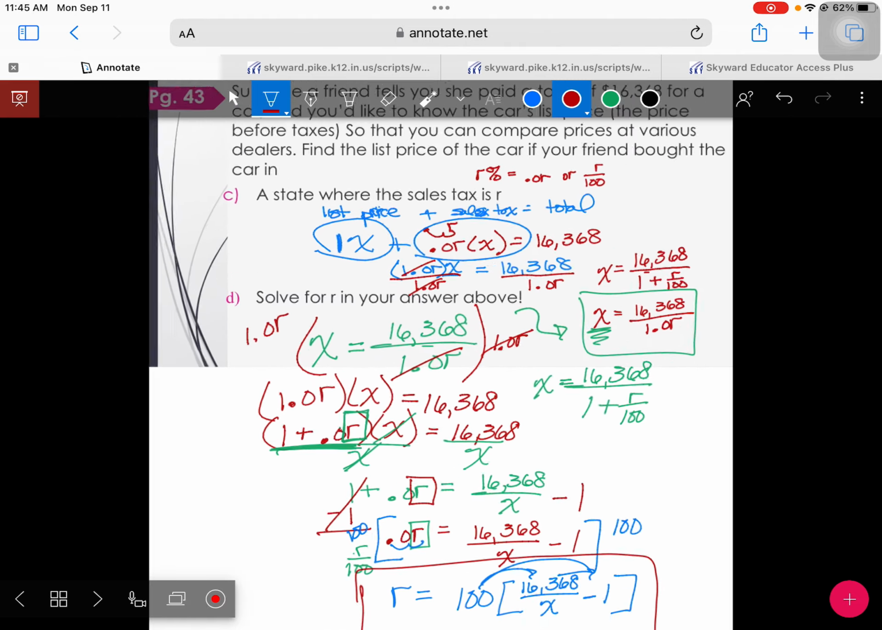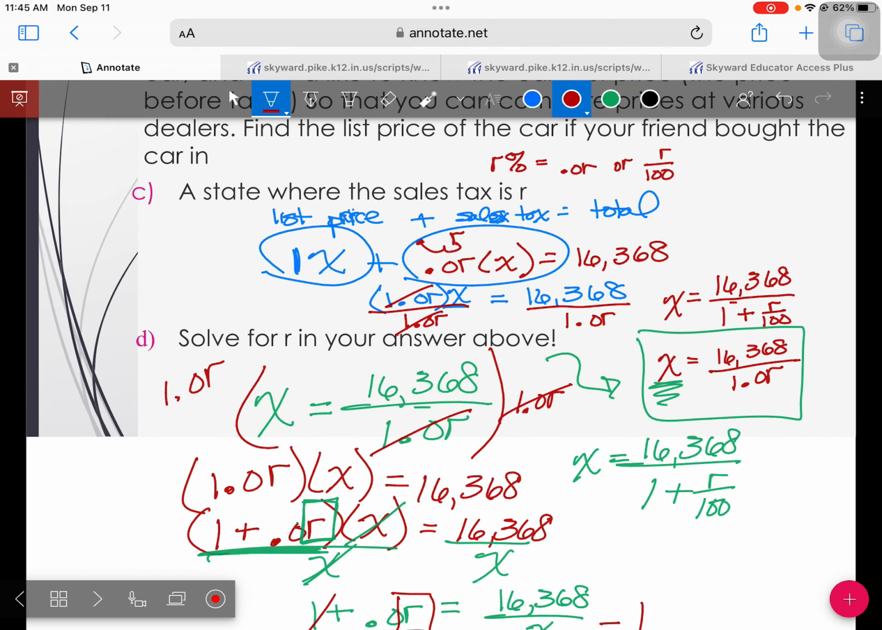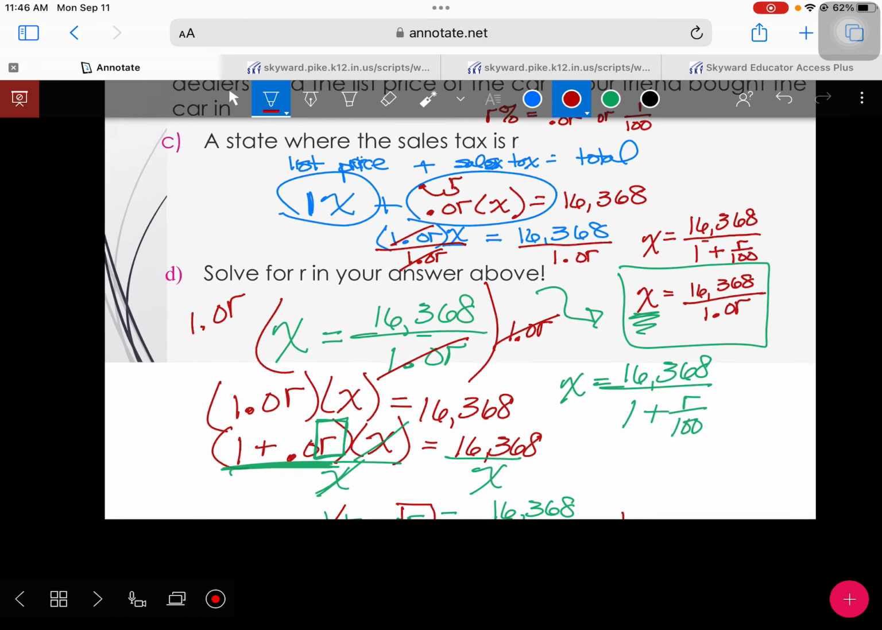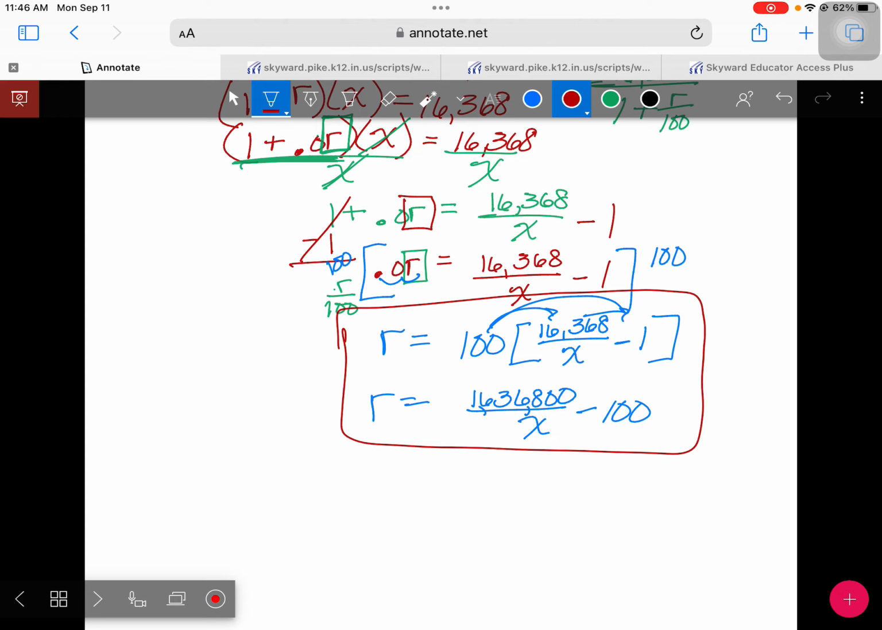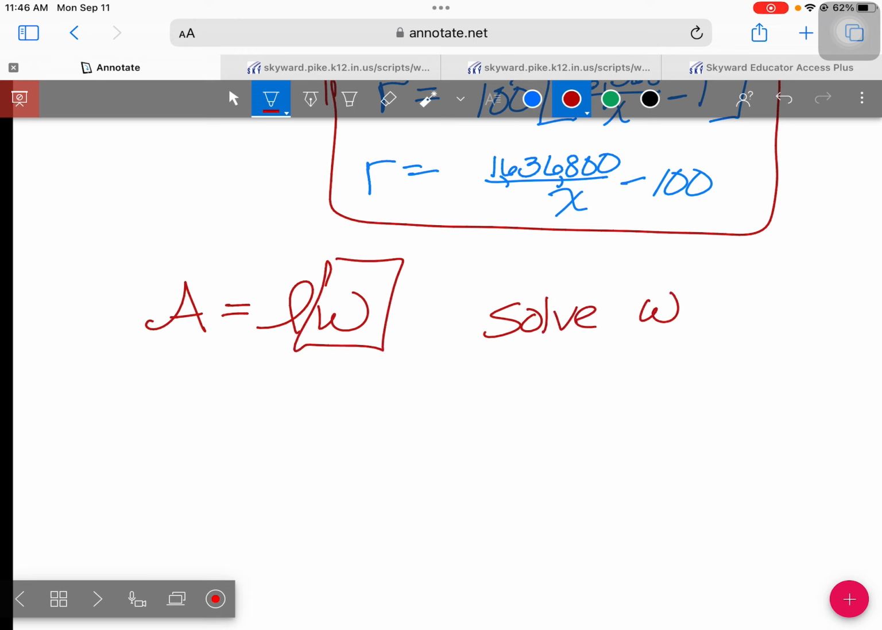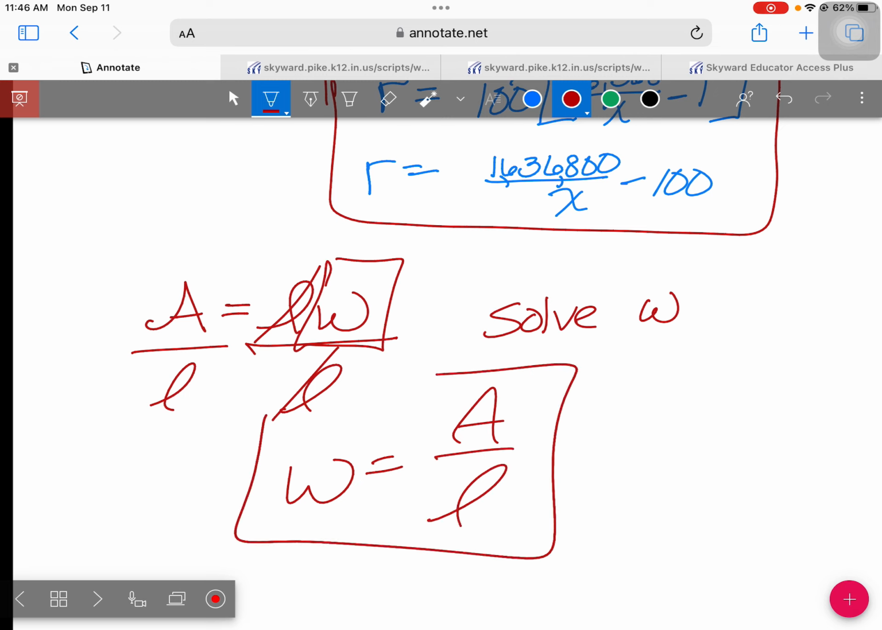This last part was pretty difficult. As I recall, you will not have anything quite like this for C and D on the test. But tomorrow we will get into this, and this is just a really simple one: A equals L times W. Can you solve for W? Isolating W, you would divide by L, divide by L. So W equals A divided by L. That's what we're going to be looking at tomorrow. Okay?